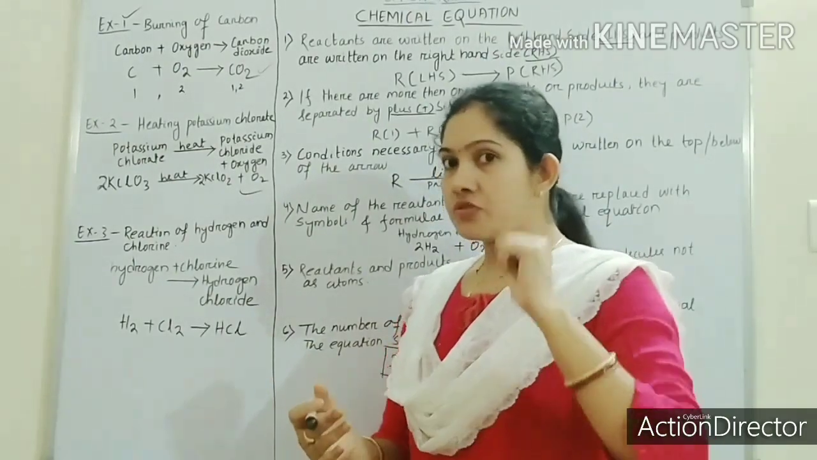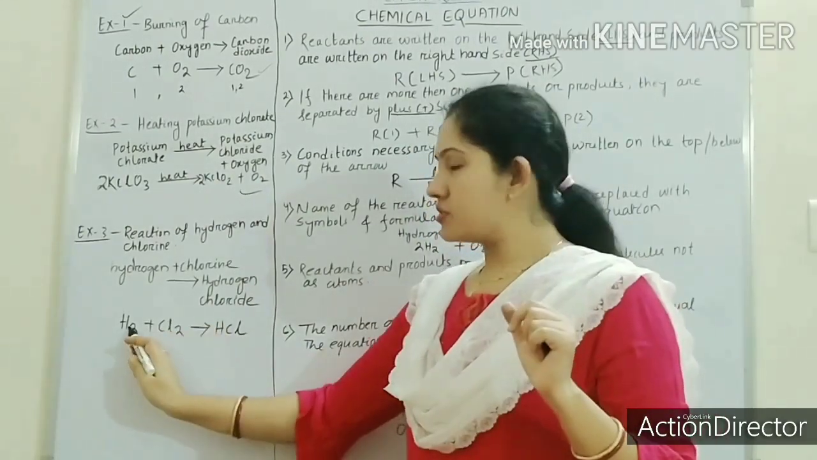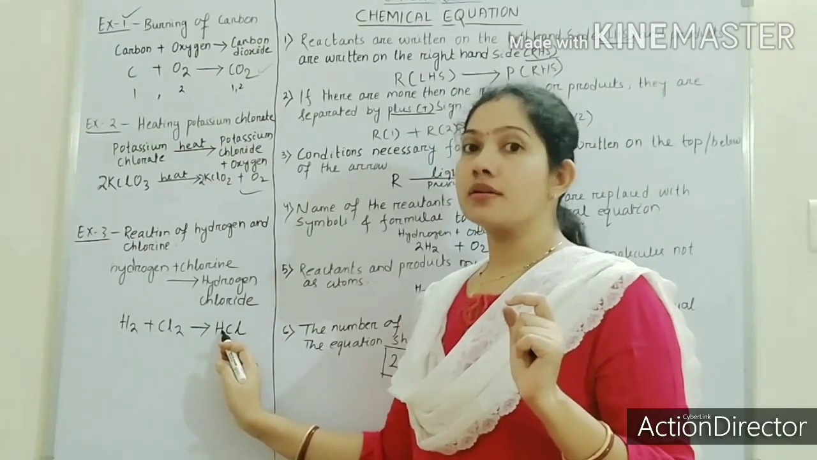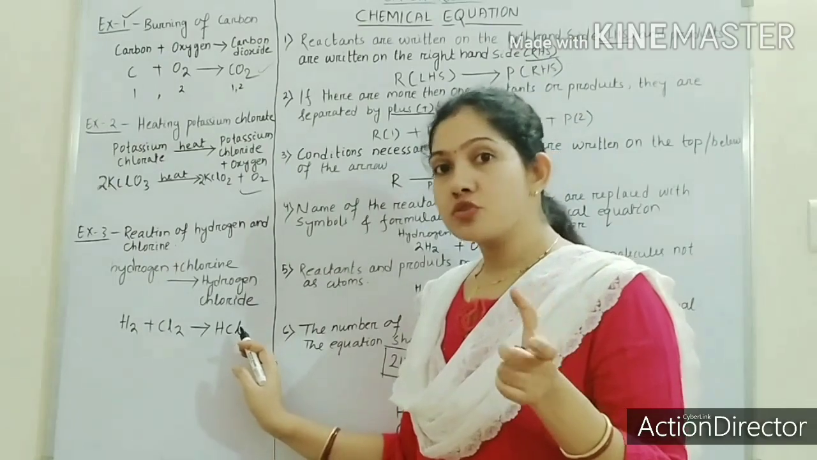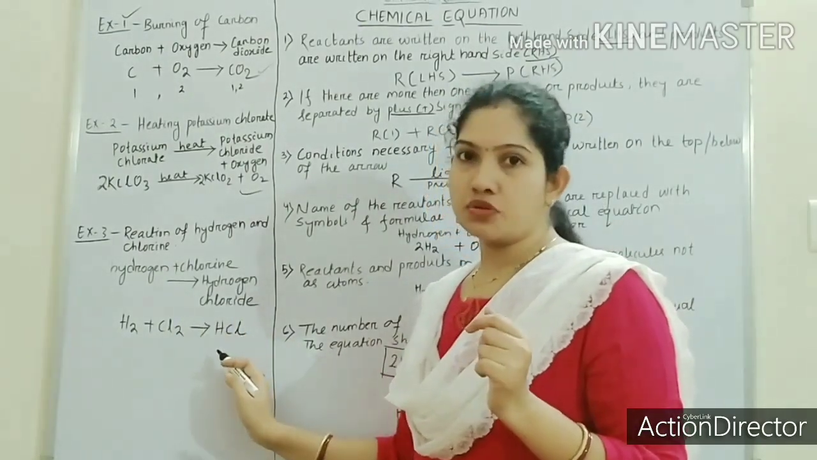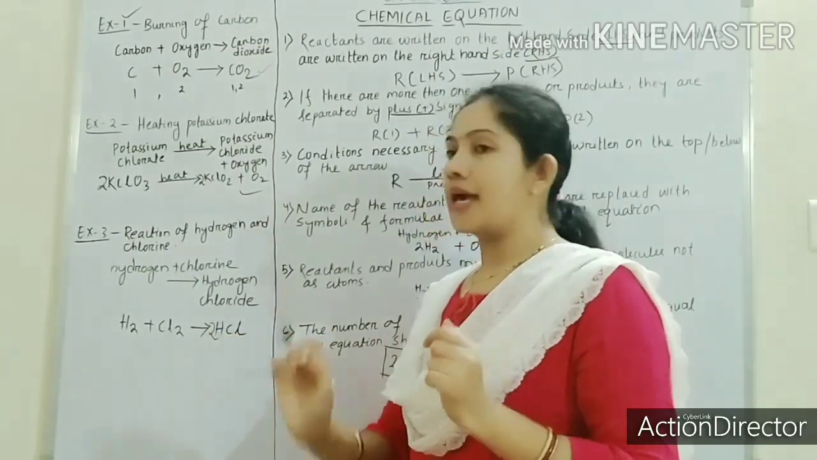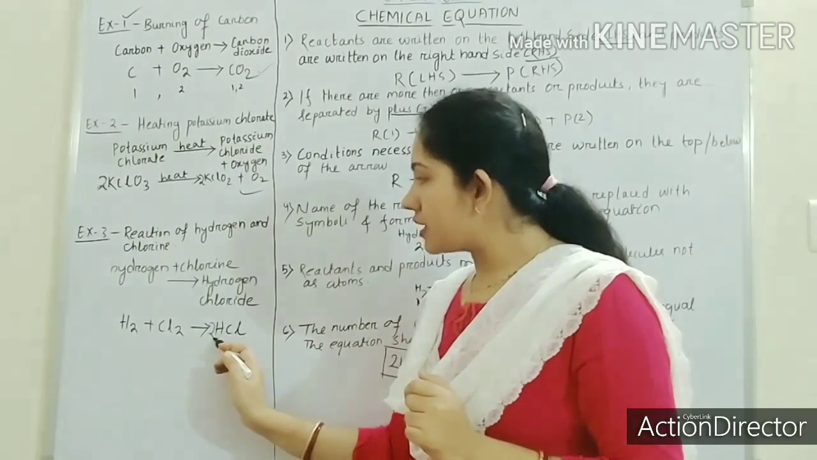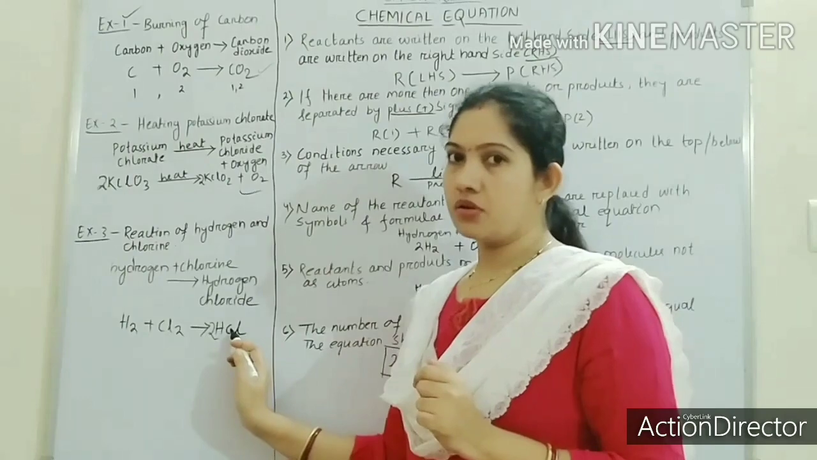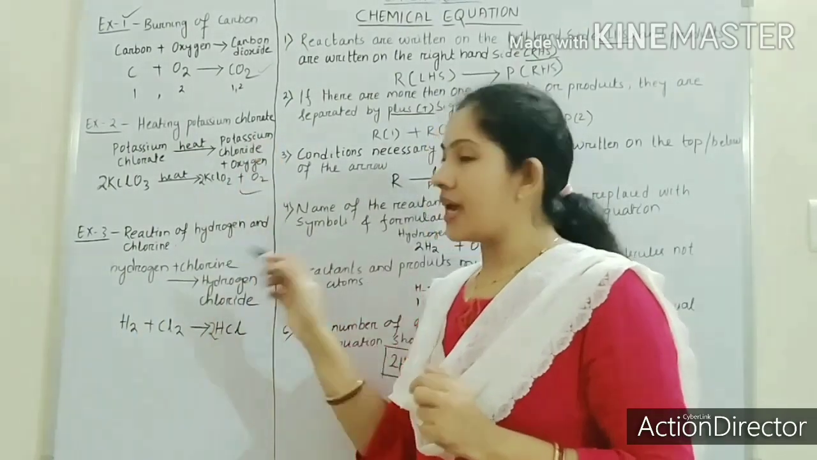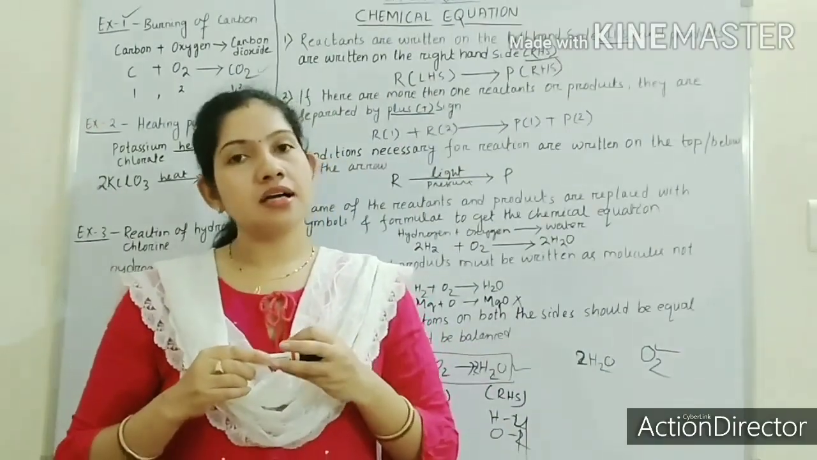Now on your own, try to balance it. I am balancing here, you also try to balance. Hydrogen 2, this side hydrogen 1, chlorine 2 and chlorine 1. So what we have to do is balance both sides. H2 plus Cl2 gives 2HCl. If we add 2 here, then we have balance, because 2 hydrogen and 2 chlorine on this side also. Got it? So this is how we have to write and balance a chemical equation.